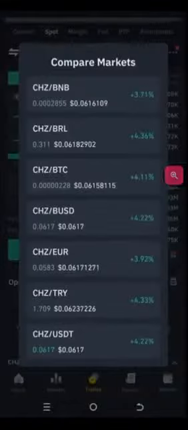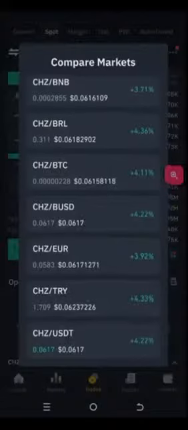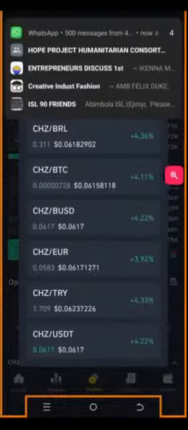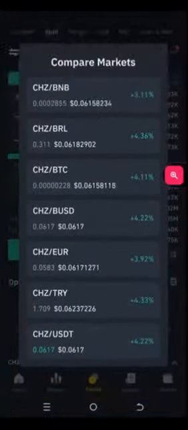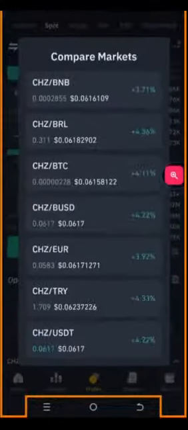Looking at this, which one is the cheapest price? You have to look for what is the cheapest price. We can see that it looks like BTC 0615. We have 0618 as BRL. We have 0616 as BNB. Then where's the USDT? USDT is 0617. Let me show you that. 0617. Let's look at that. So which one would I go for?